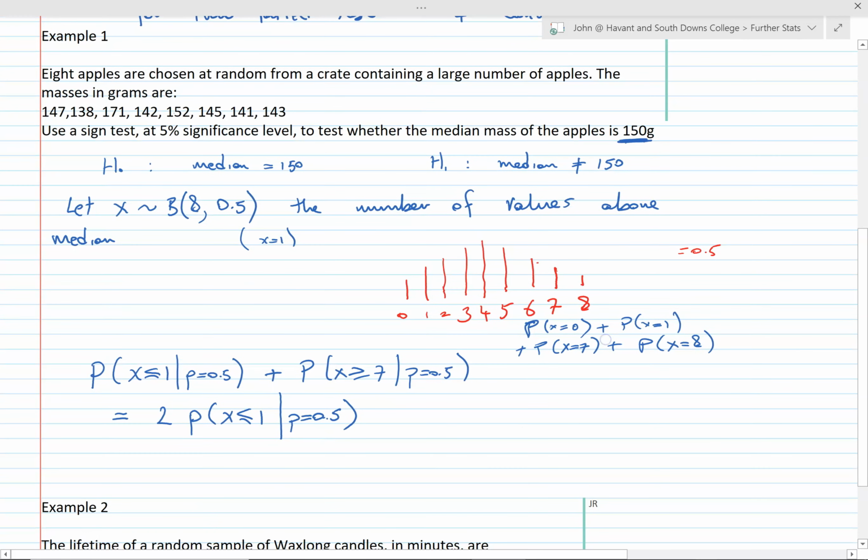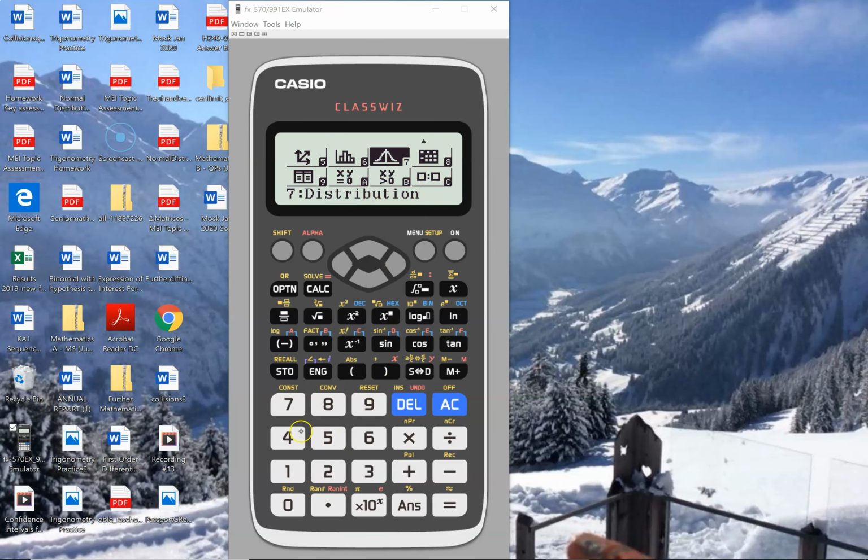Okay, so let's find a value, and we need to use the calculator here. Remember, it's the distribution function we want, the binomial cumulative function, and we don't want a list here. We want to find the probability that x is less than or equal to 1 if the sample size is 8 and p is 0.5. And that's 0.3512.